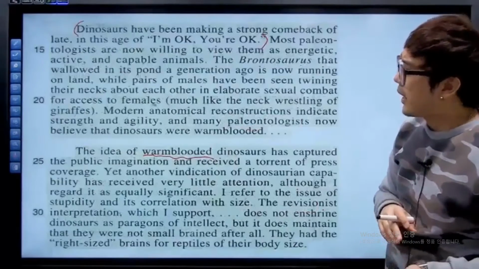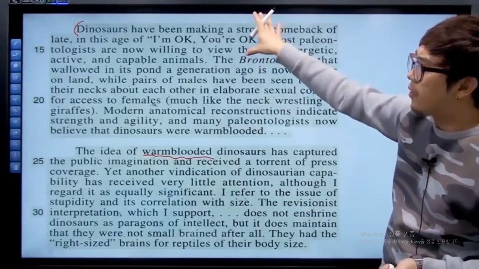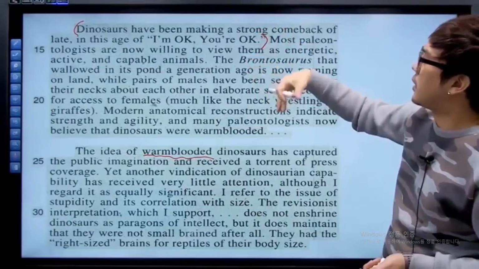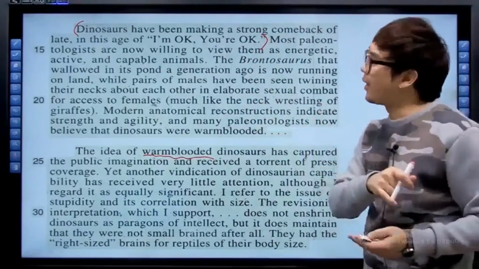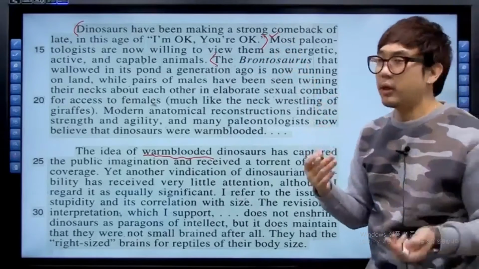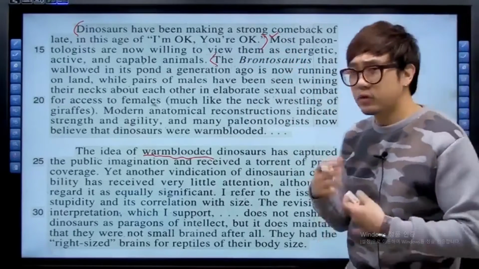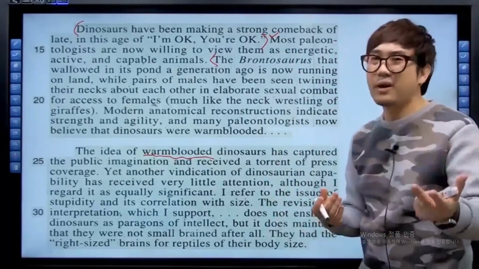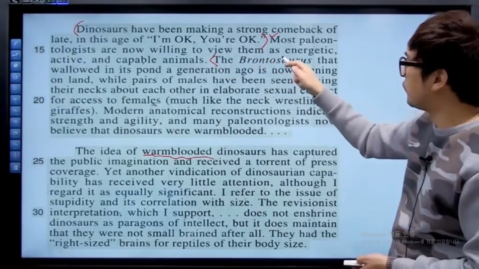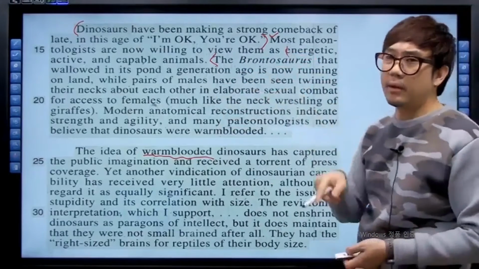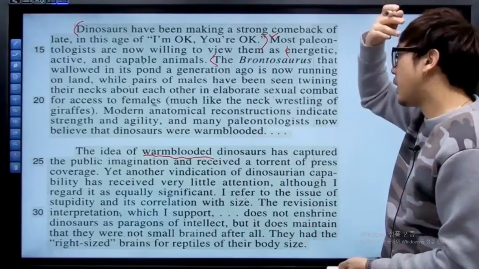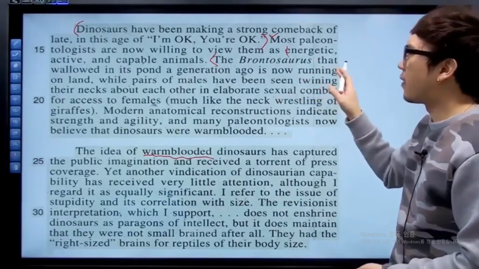Now remember, it's 16 to 18, so it's somewhere here, right? But you know that the third paragraph gives you this idea of dinosaurs making a comeback, right? Okay, let's read that part. But let's read a sentence before, just to be clear, right? It says, most paleontologists, those people who study the fossil records, are now willing to view them as energetic, active and capable animals. So dinosaurs are now being viewed as energetic, active, and capable animals. The Brontosaurus that wallowed in its pond a generation ago is now running on land.